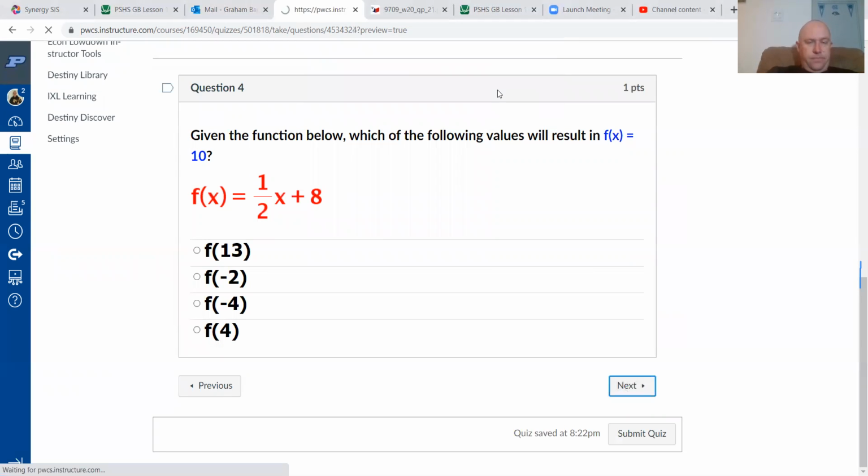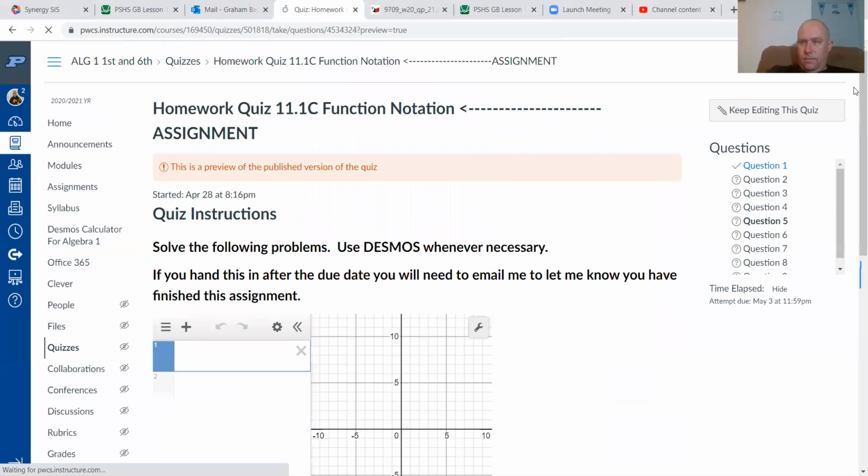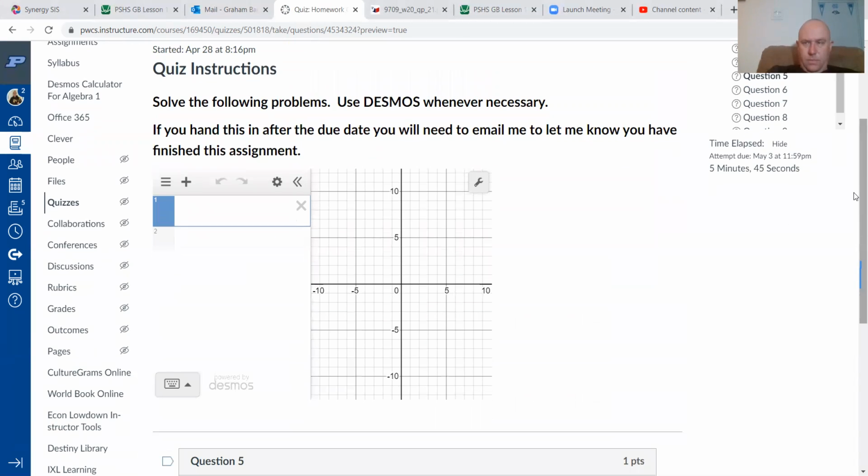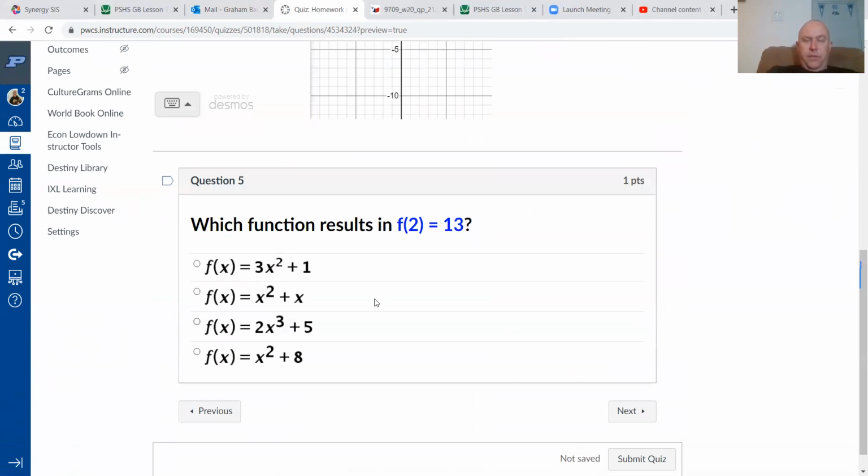Question 5. Which function results in f of 2 equals 13? So same type of thing. This time you're just going to type in each one at a time. So create your table for 3x squared plus 1. Try 2. If it gives you 13, you're good. If you don't get 13, then try the next one, and so on. Possibly you might want to try all of them just to make sure you didn't make a mistake. So if you have two answers that are 13, you can try and figure out which one would actually be the correct one.